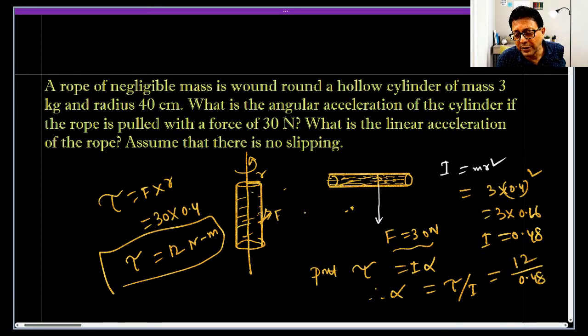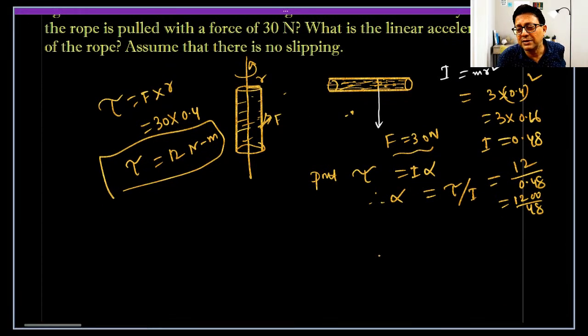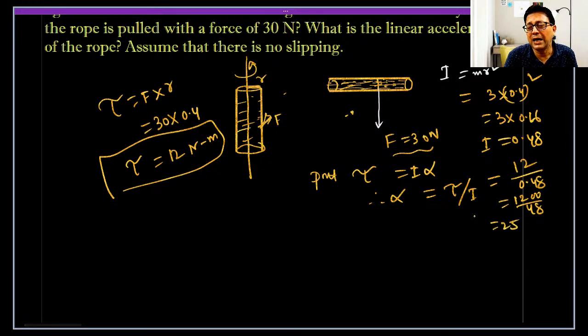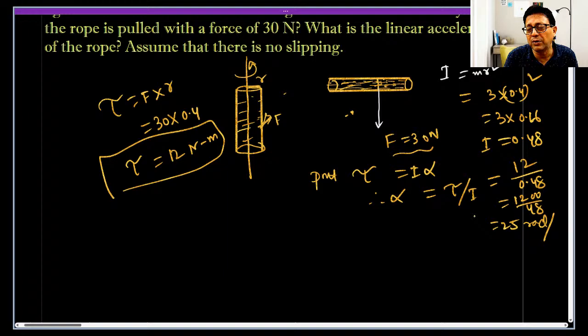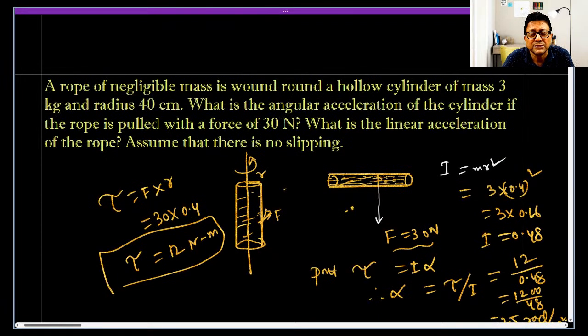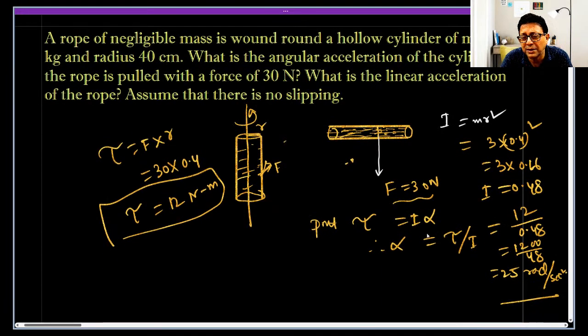12 by 0.48. You can now simplify it easily. It's 12, 4, 25. 25 rad per second square, because we have taken all SI units. Clear? Understood? 30 Newton force you have given. So for that, alpha will be this.